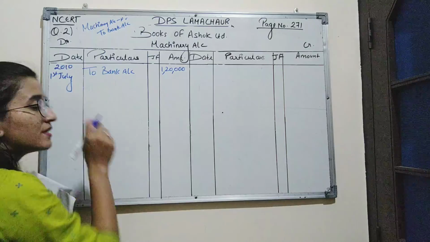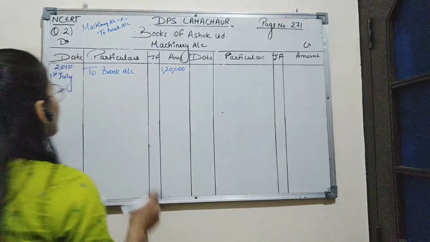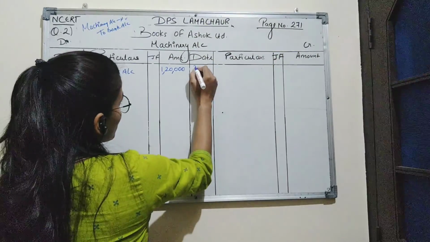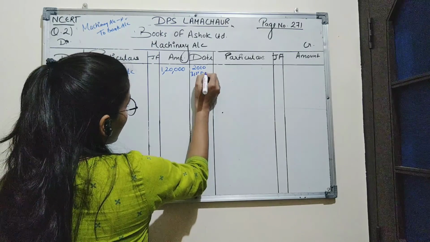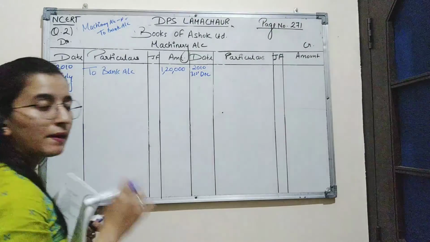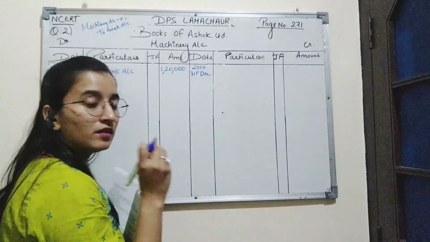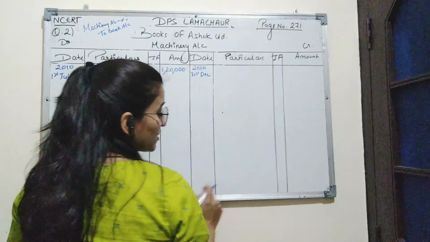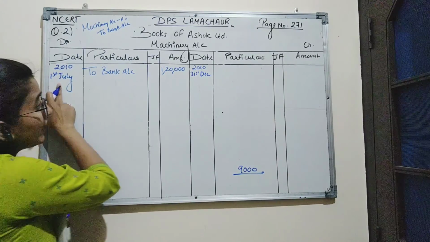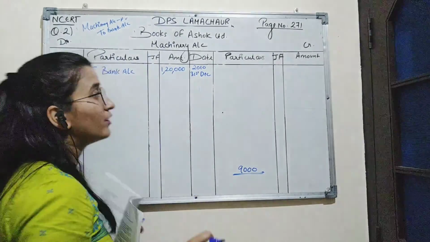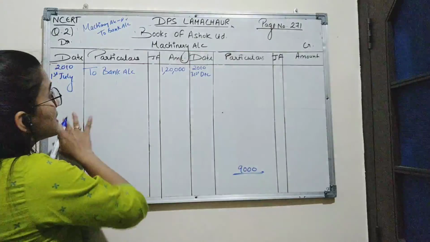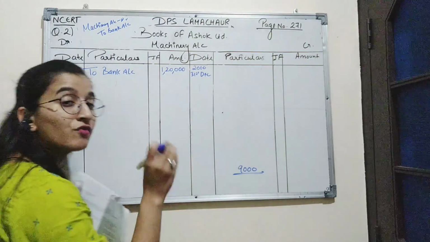Now depreciation is charged at the end of the year. So in 2010, machinery is purchased on 1st July. Year ending will be on 31st December 2010. So on 31st December, we'll charge depreciation on machinery. But here, we have calculated the amount of depreciation per annum. Depreciation amount per annum was 9,000. Machinery is purchased on 1st July and depreciation will be charged at the end of the year. So from 1st July to 31st December, the machinery is being used for 6 months. So we'll charge the depreciation for 6 months.